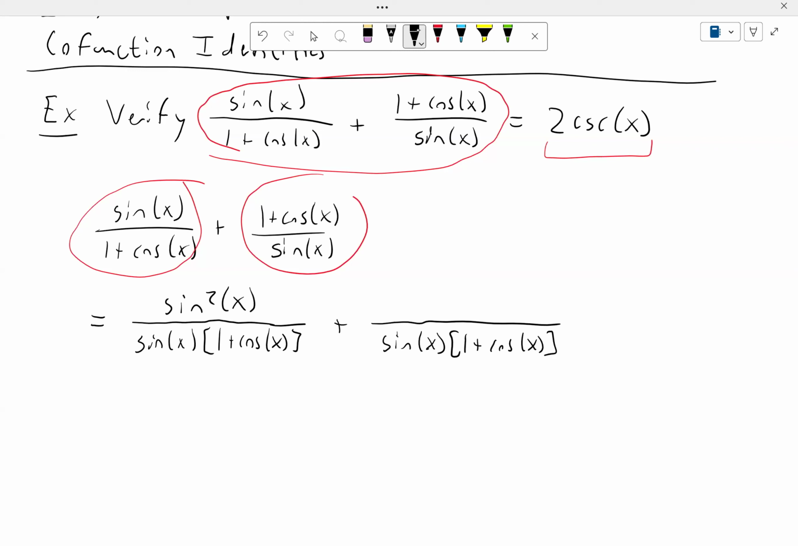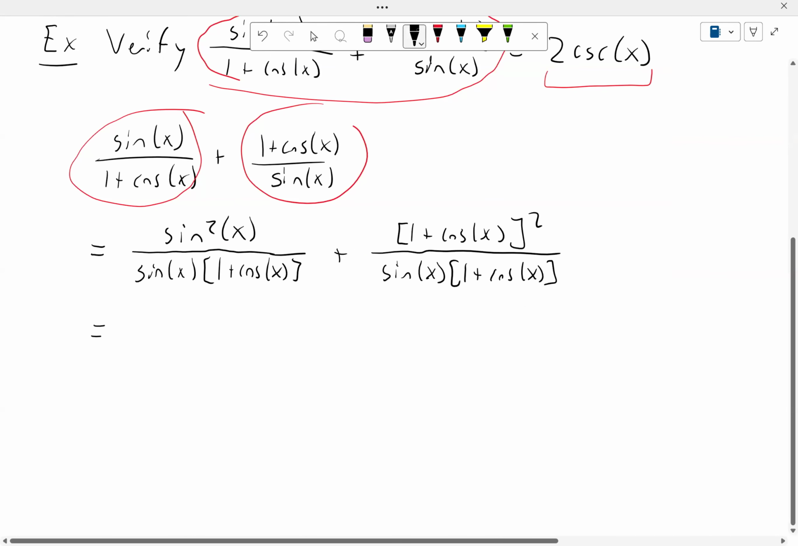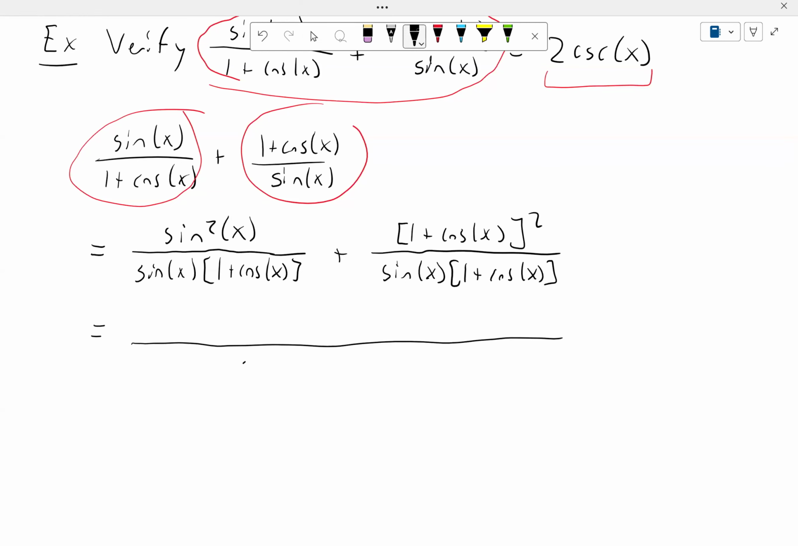For my next fraction, I have a sine of x downstairs, so I need to multiply my numerator and my denominator by 1 plus cosine of x in order to get a common denominator. Okay, so I'm going to have a 1 plus cosine of x quantity squared then. All right, so now we're going to simplify this as much as possible. We have a common denominator, so we can write it over a single fraction. We have sine of x times 1 plus cosine of x. You might be tempted to distribute this. I advise you to actually leave it factored. It's probably better that way. You'll probably get more cancellation, okay?